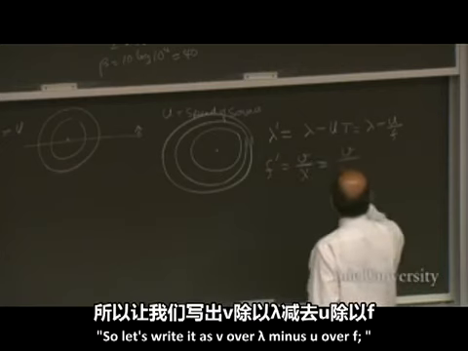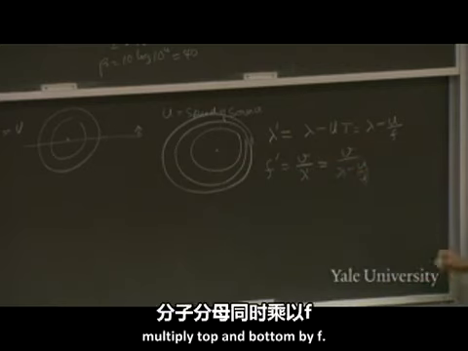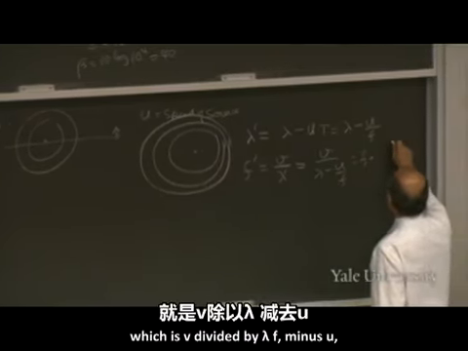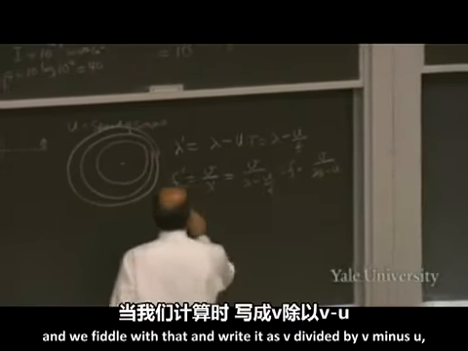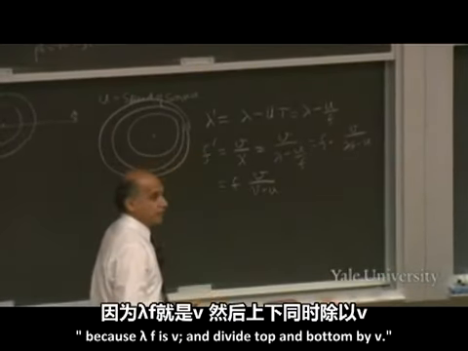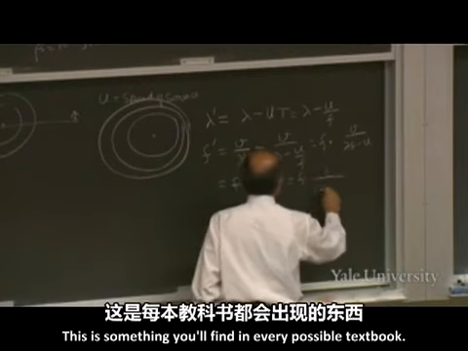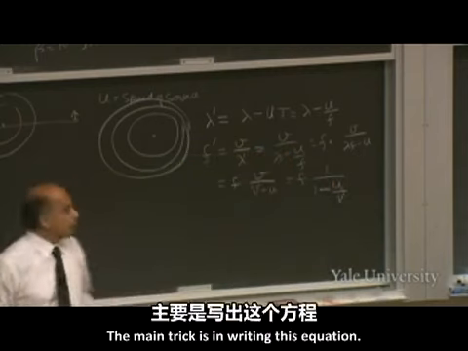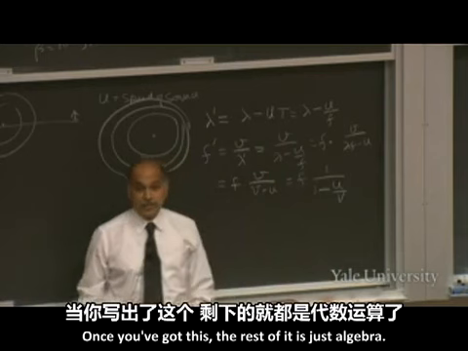So let's write it as v over lambda minus u over f. Multiply top and bottom by f. So we write it as f times something, which is v divided by lambda f minus u. And we fiddle with that and write it as v divided by v minus u, because lambda f is v. And divide top and bottom by v. This is something you'll find in every possible textbook, so I don't want to take too long to go over the details. The main trick is in writing this equation. Once you've got this, the rest of it is just algebra.